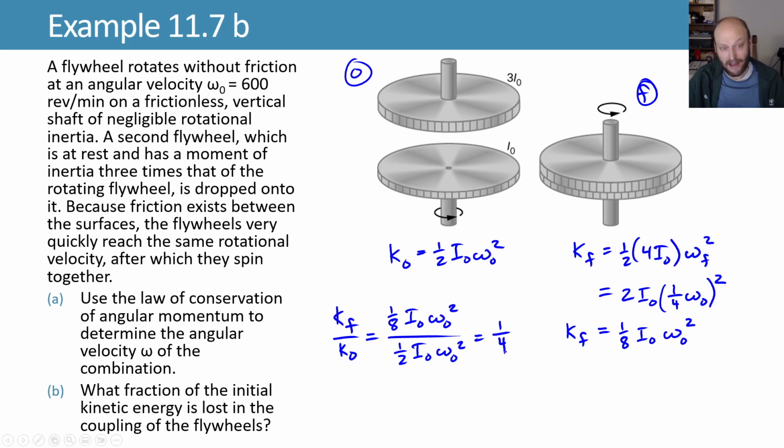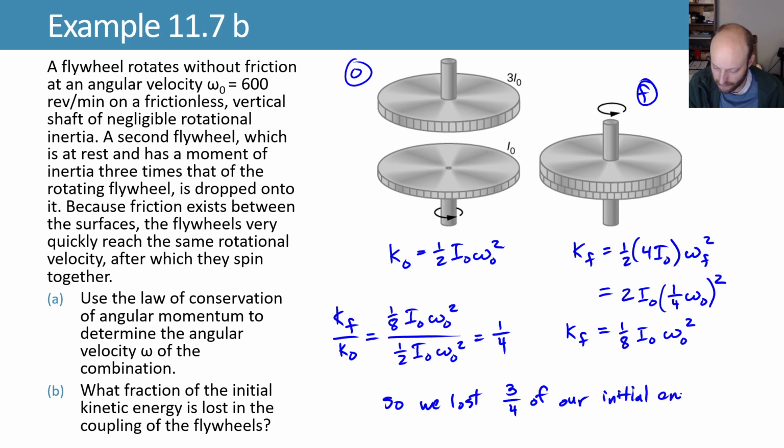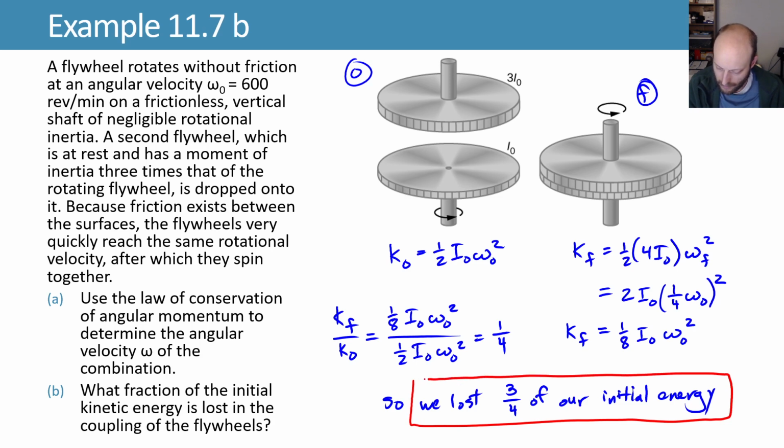And that says that we have at the end 1/4 of the energy we started with, which means that we have to have lost 3/4 of our initial energy. And where did that go? It went to friction as they collided and slowed each other down, or one actually sped the other up. The stationary one slowed the other one down. It went to that friction.